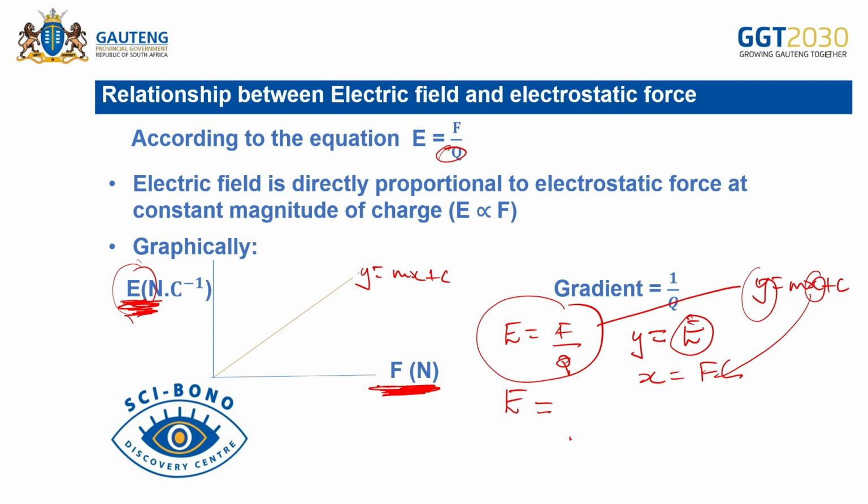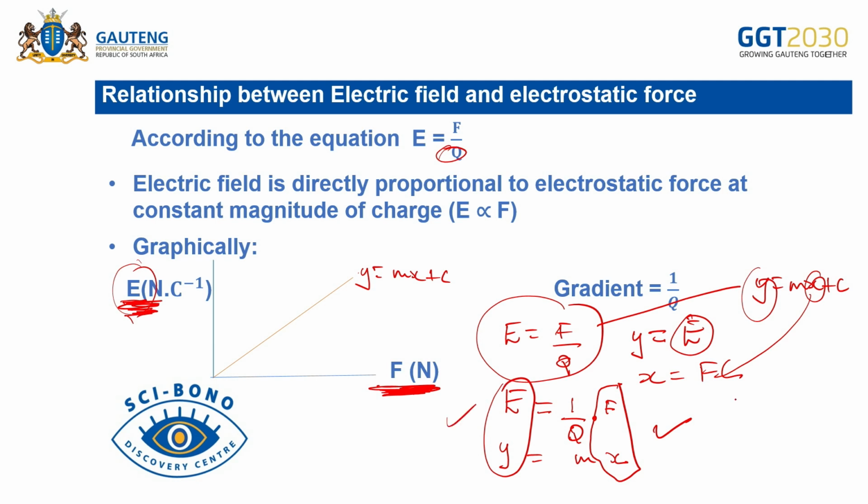Right, which is going to be 1 over Q times F. So 1 over Q times F is the same as F over Q. So here I'm having y equals mx. My x here is F, correct? And then my y here is E.